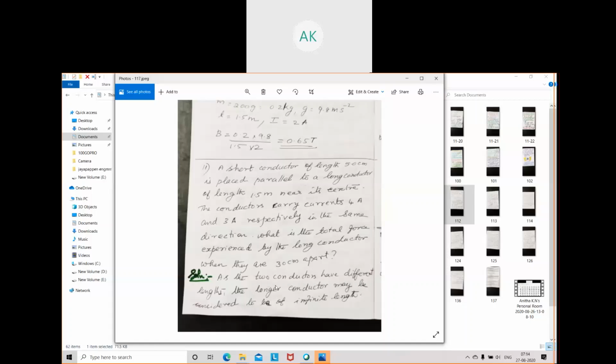As the two conductors have different lengths, the longer conductor may be considered to be of infinite length.